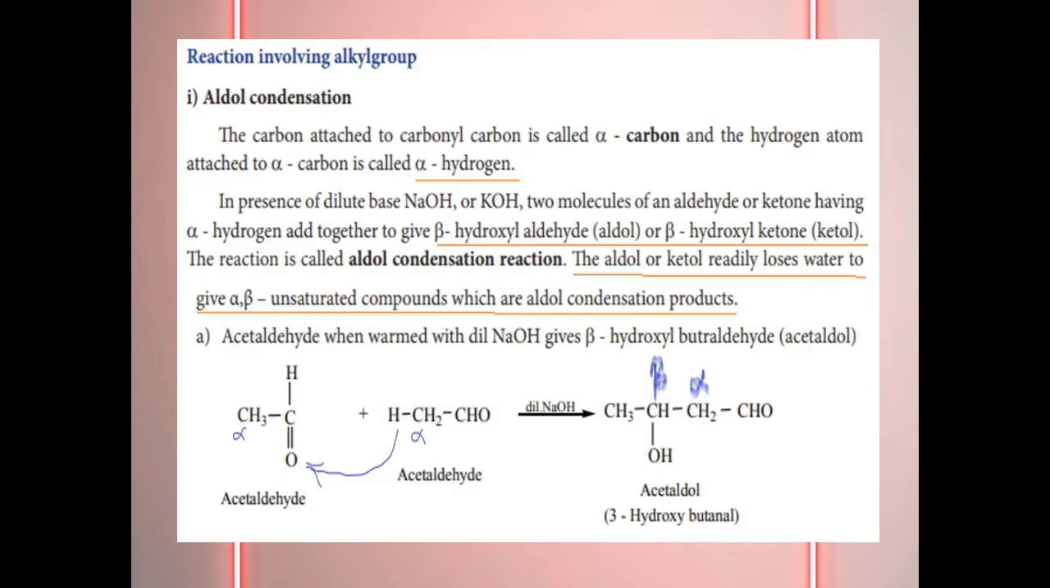Another name is aldol. And if we mention this in IUPAC, it is 1, 2, 3, 4. The third carbon contains hydroxy, so 3-hydroxybutanal. Now we get that acetaldol. When the acetaldol readily loses water, it gives an alpha beta unsaturated compound. We see this one later.